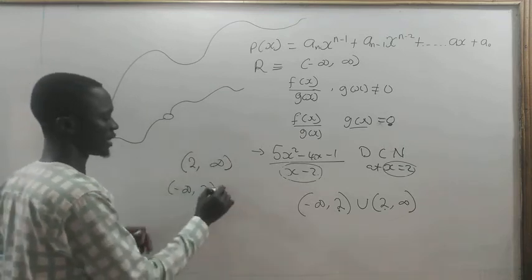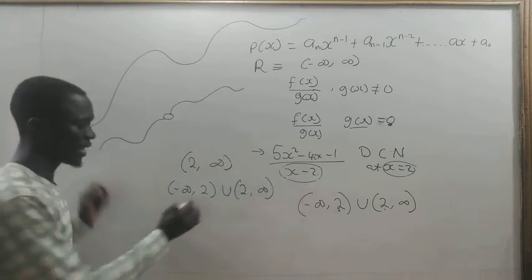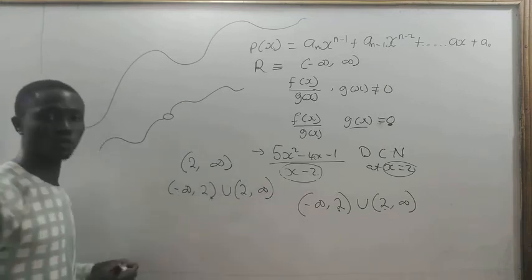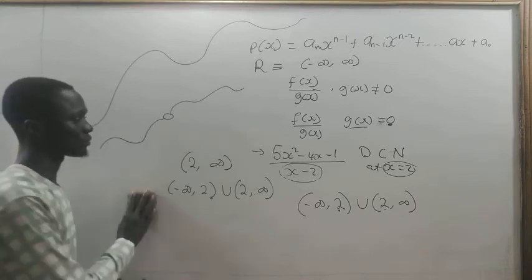So we combine this to become union. So the parenthesis bracket here means that the endpoints are not included. So watch my video on interval notation from the description.